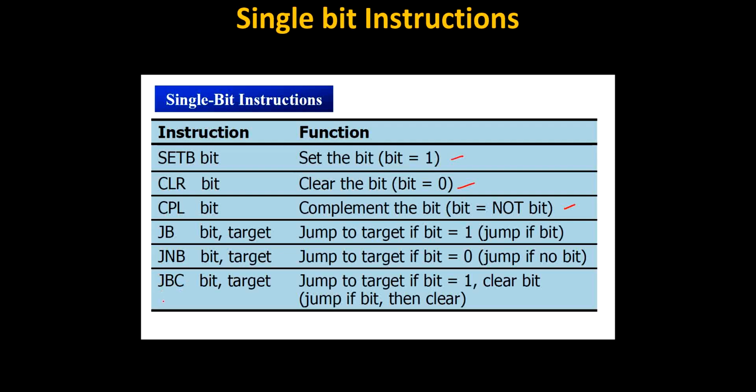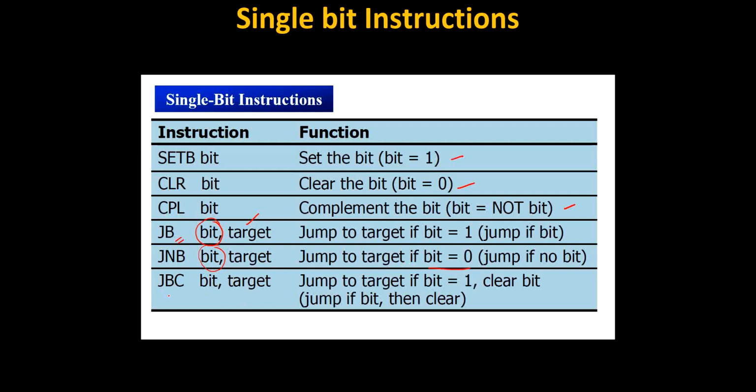And we have some conditional jump instructions. JB stands for jump if bit is set: if the bit is equal to 1, then we jump to that particular target. Here also we can specify which bit it is. JNB, jump if the bit is not equal to 1, then jump to that particular location. In other words, if the bit is equal to 0, the opposite, then jump to the specified location.